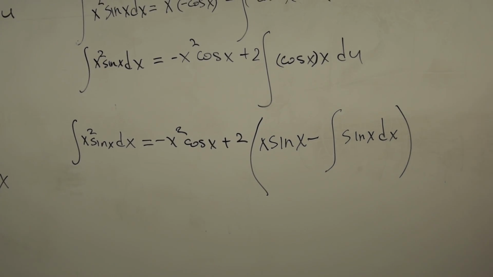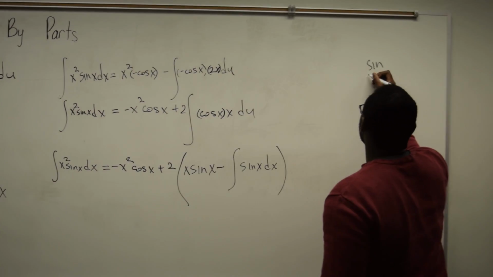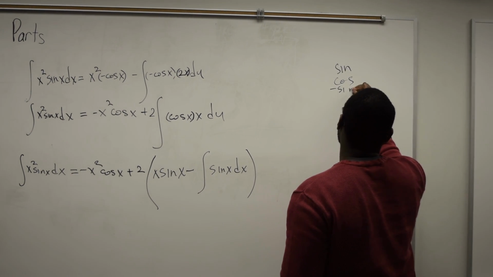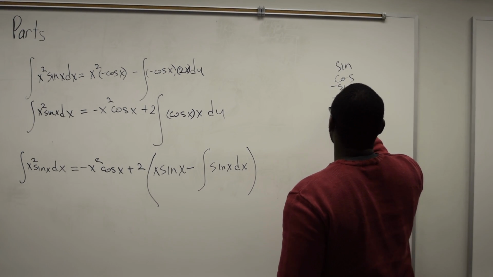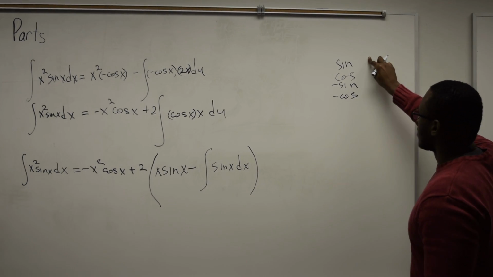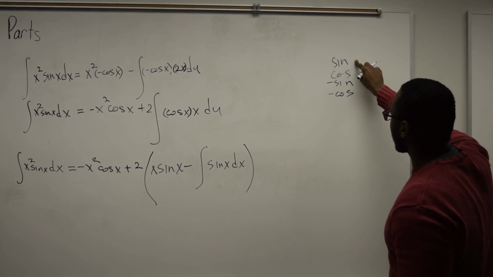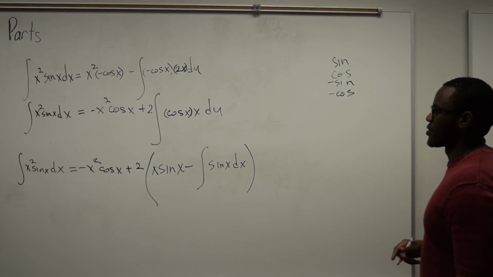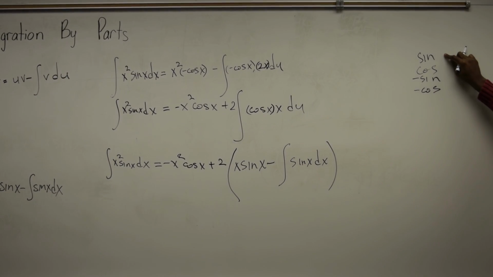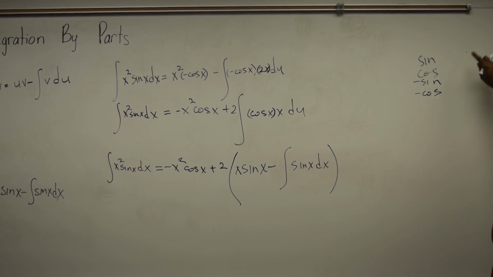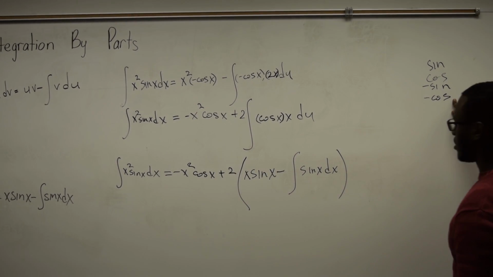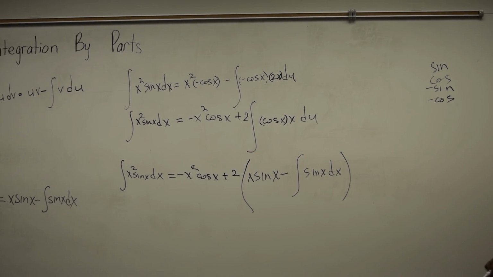So same thing. Derivative of sine is cosine. Derivative of cosine is negative sine. Derivative of negative sine is negative cosine. Derivative of negative cosine is sine. So that means the integral of sine is going to be negative cosine. So we can now just know it from our rules that we learned in class, or from looking at an integration table, that this is going to equal negative cosine of x.